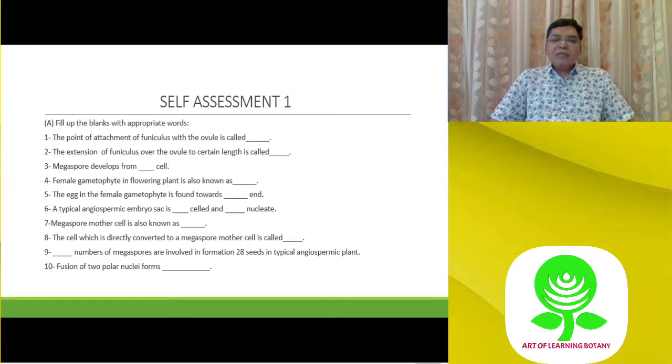Now the megaspore mother cell is also known as megasporocyte. The cell which directly converts to the megaspore mother cell is called the archesporial cell. Fill in the blank: dash number of megaspores are involved in the formation of 28 seeds in a typical angiosperm plant. It requires a little explanation for you. 28 seeds means 28 fertilizations, means 28 eggs, and one egg is formed from one megaspore during development. So it requires 28 megaspore cells, right?